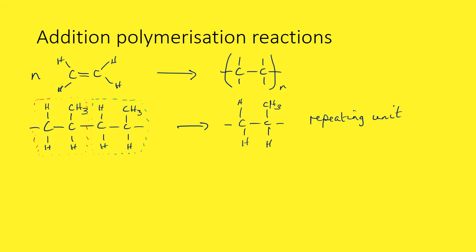But you also might be asked to define what the monomer would be from a repeating unit. So let's use that repeating unit there. We've got 2 carbons with a methyl group on it, and the rest hydrogen. So just one of the hydrogens substituted for a methyl group. That's the repeating unit, and you might be asked for the monomer.